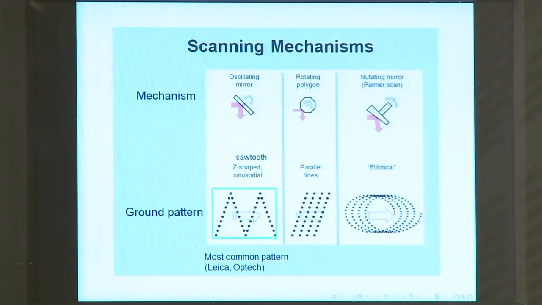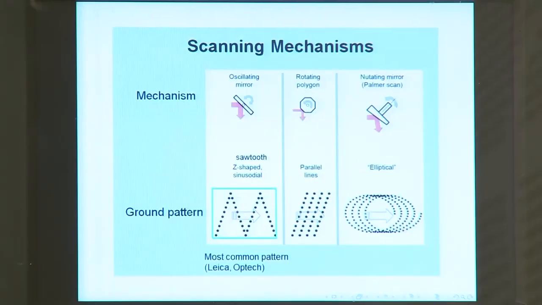Now, let us look at the scanning mechanisms that are available. So, in the case of your LiDAR, you are having a laser beam. You have a detector. Now, this laser beam is supposed to scan the whole of the surface. Now, how does this scanning work? To do this scanning, you have these three common mechanisms.